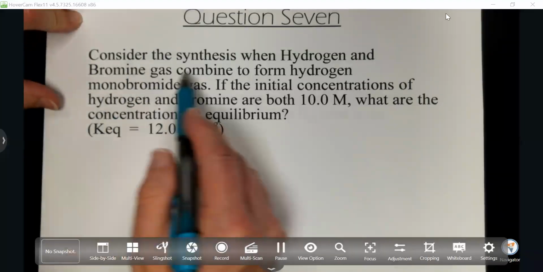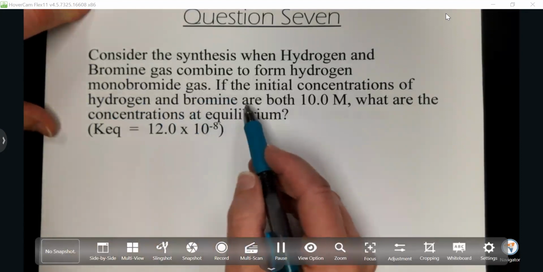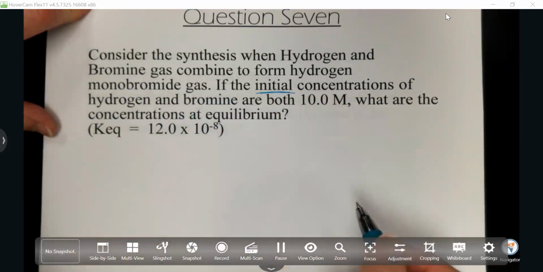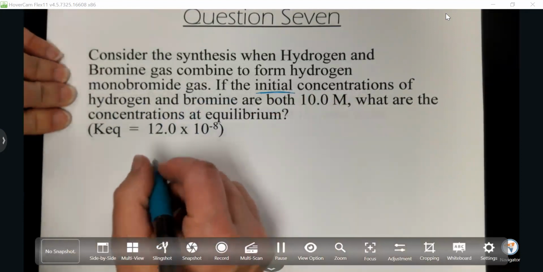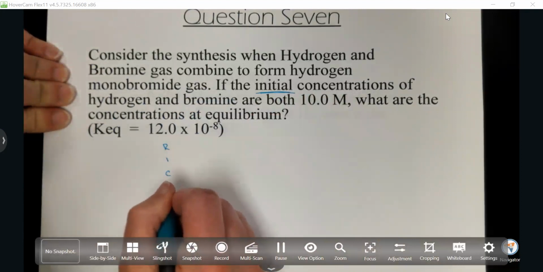Question says to consider the synthesis when hydrogen and bromine gas combine to form hydrogen monobromide gas. If the initial concentrations of hydrogen and bromine are both 10 molar, what are the concentrations at equilibrium? We do need a balanced reaction. We do need a RICE table because it does say initial concentrations.